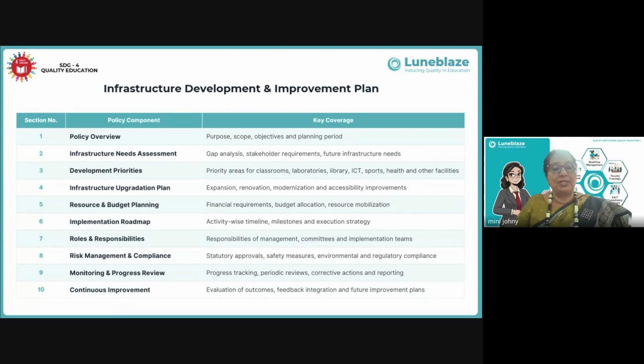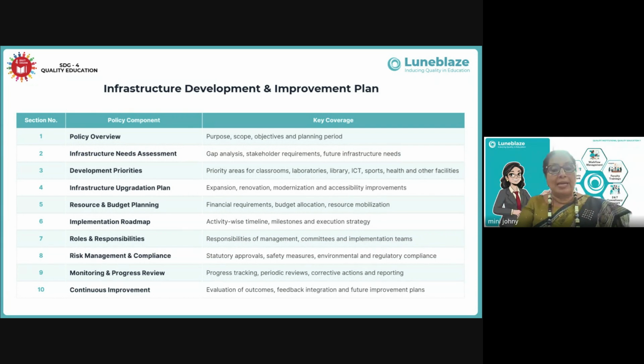Resource and budgeting. What are the finances? When it comes to finance, management will ask us, why do you want money? We should be able to convince them. If we are not doing all these things, whose money will go at the end? We should make them aware. Budget allocation, resource mobilization. When somebody is investing, we should always think we have to take responsibility. This is our school, our responsibility. That in turn, we have to give to our students and teachers.